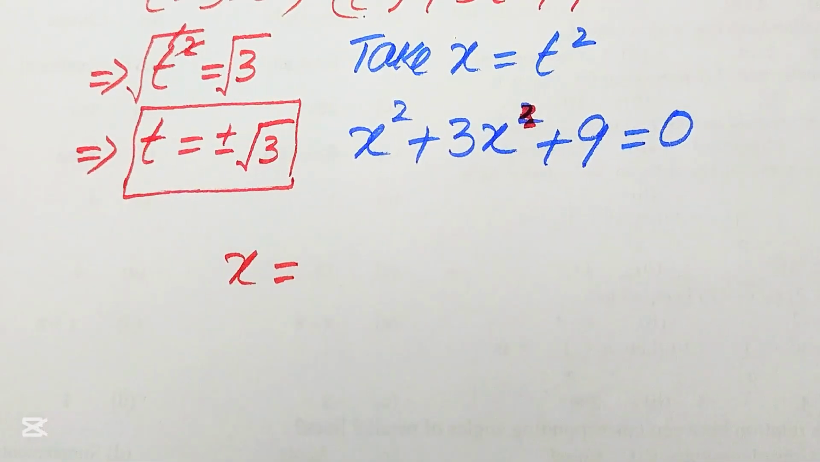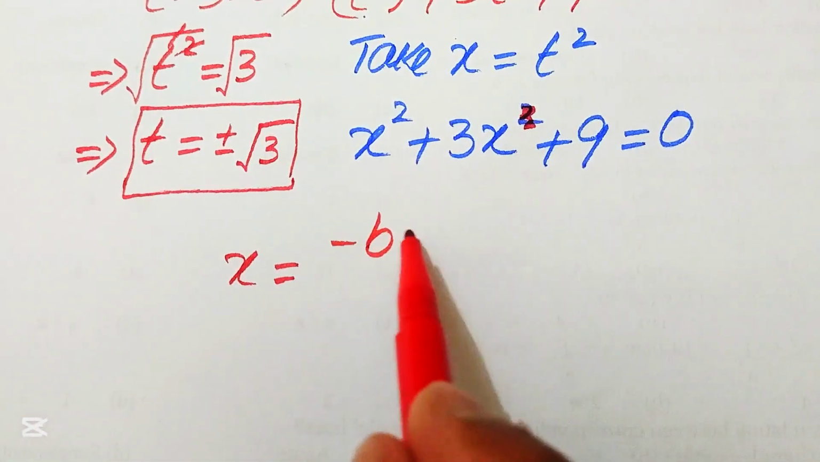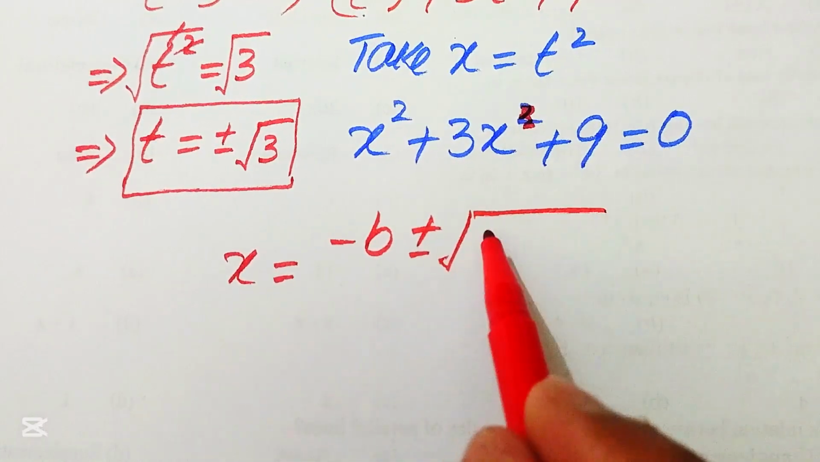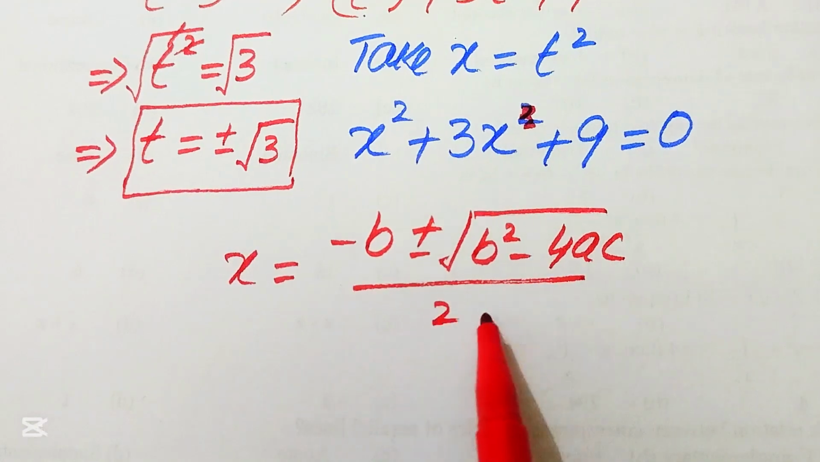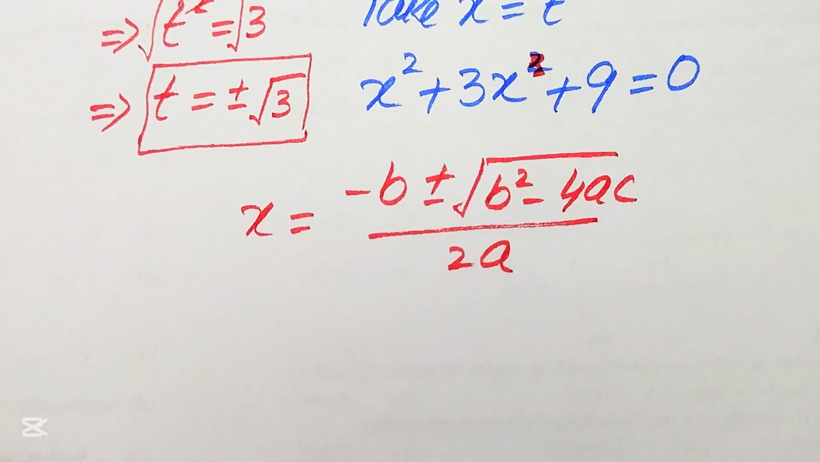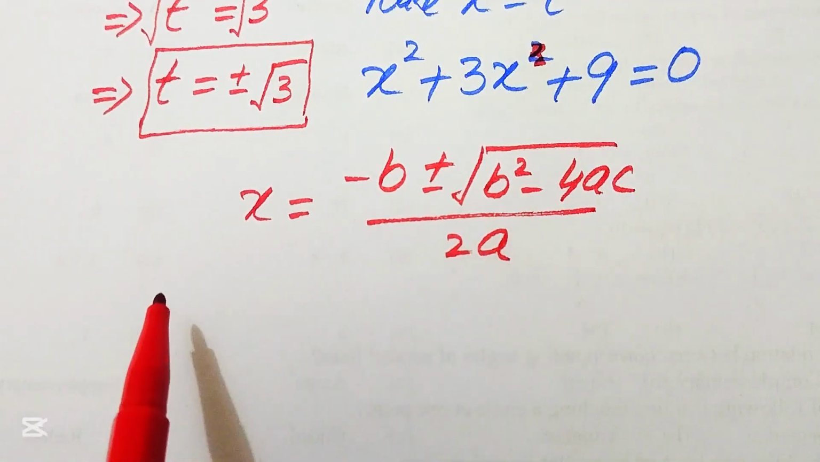You know the quadratic formula is stated as minus b plus minus square root of b squared minus 4 times ac, divided by 2 times a. So here we need to substitute the values of a, b and c.